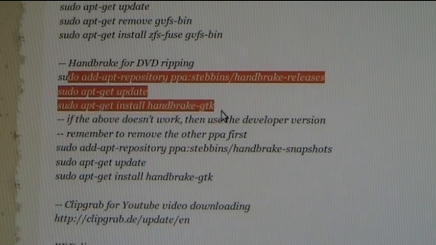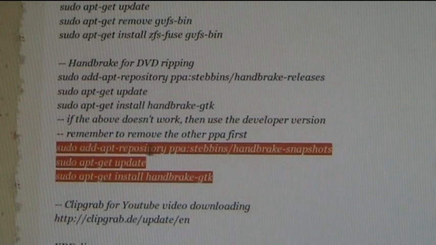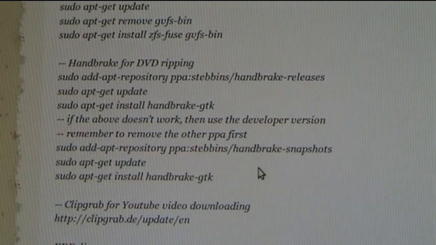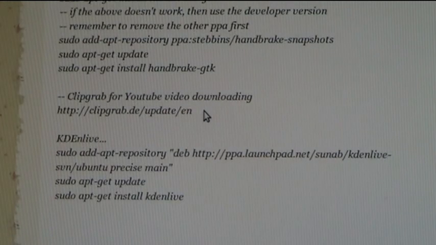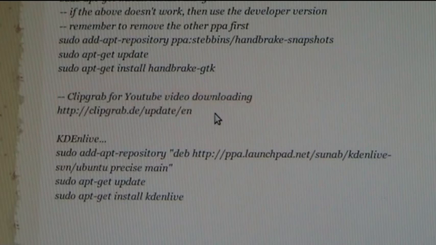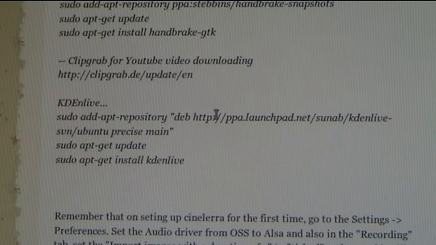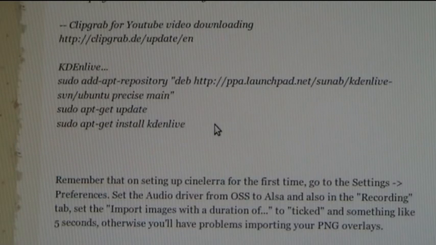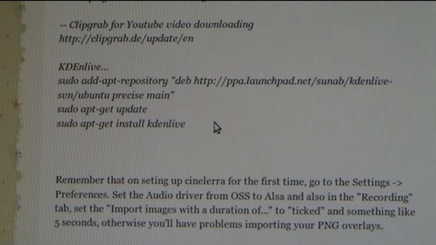If that doesn't work, then this works. And I typically, these days, go for that one immediately rather than going for the other one. That's ClipGrab for YouTube video downloading. You might want to give ClipGrab a miss or look up the latest installation candidate on their website, because I've been having some problems with it, and I've been using another package called youtube-dl or something like that. KDEnlive is what I'm using these days as a video editing suite, so that's one to watch for.